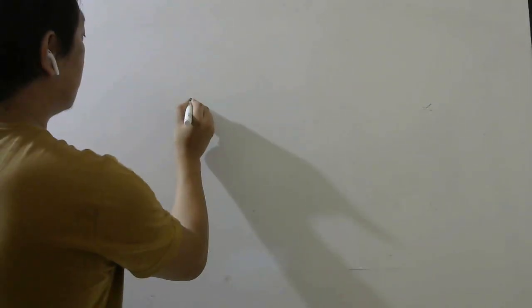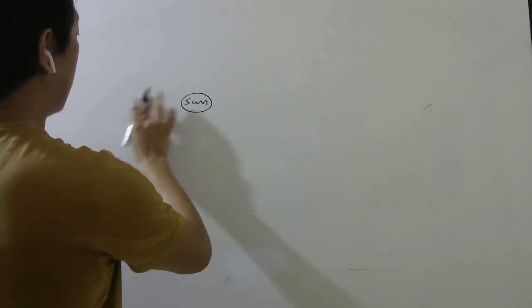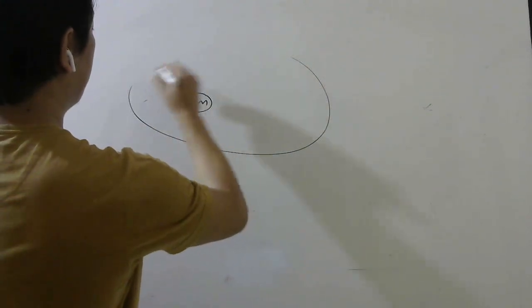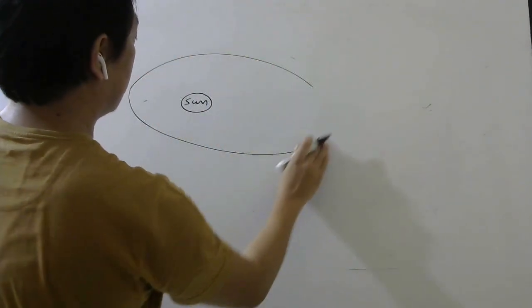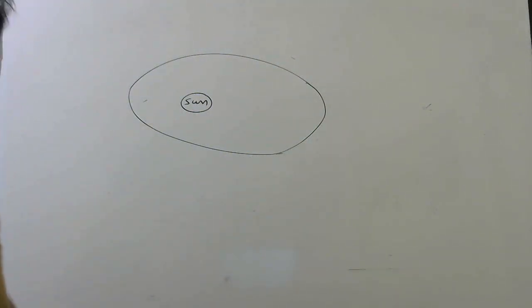Now, you know that this is your sun and your planet is actually moving in an elliptical orbit. It's moving in an elliptical orbit, right?